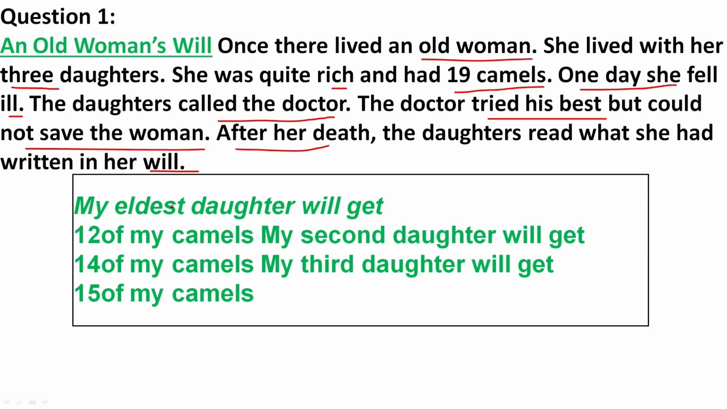My eldest daughter will get half of my camels. My second daughter will get 1/4 of my camels. My third daughter will get 1/5 of my camels. Total number of camels, how many camels?